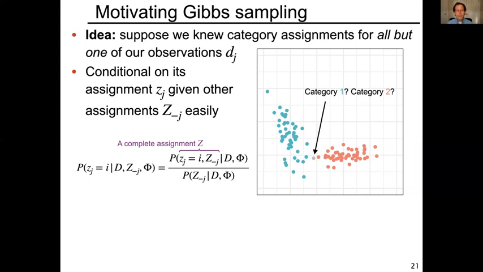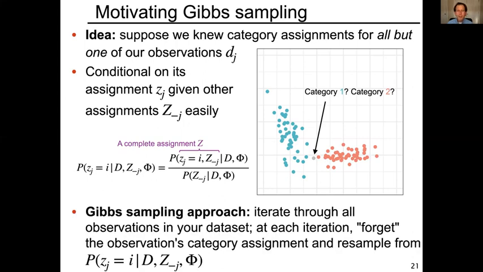For example, we can rewrite this using the definition of conditional probability in terms of two different complete assignments. We could have the complete assignment Z where we hypothesize any one of the category memberships for the gray dot, and that gives us the numerator. Then for the denominator, we forget about the gray dot altogether and compute the category assignment probability for all of the rest of the data. The previous slide allowed us to compute complete assignment probabilities given data and phi, so we know we can do this.